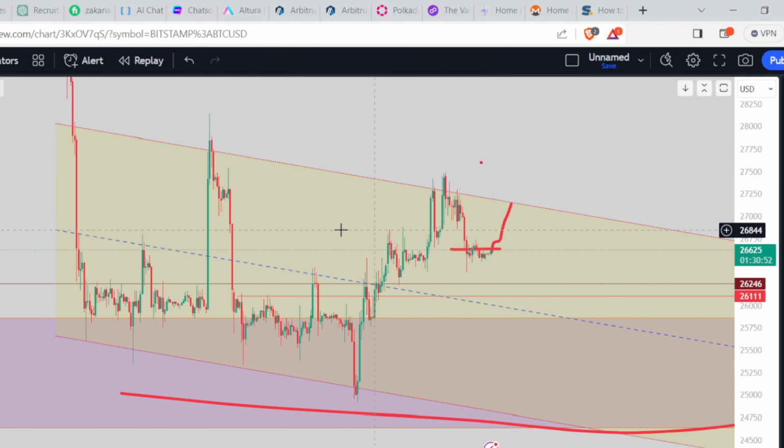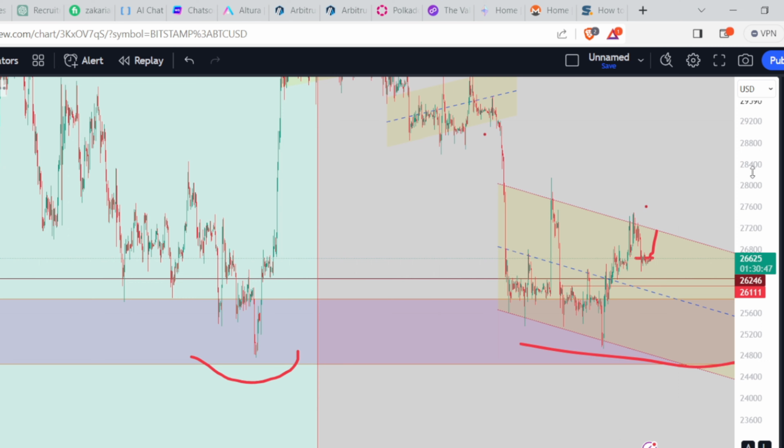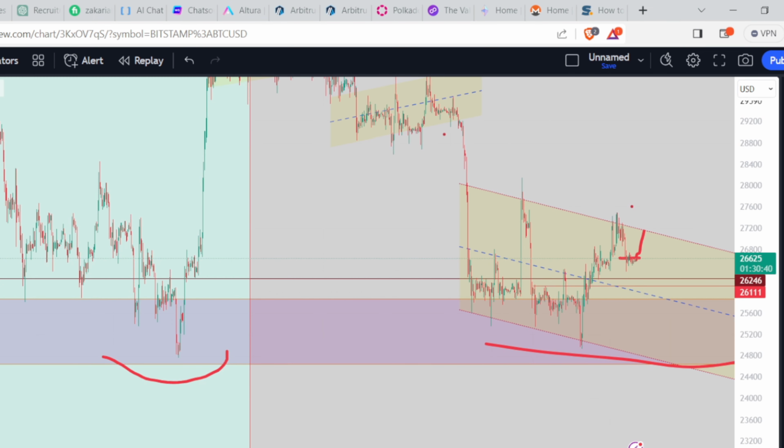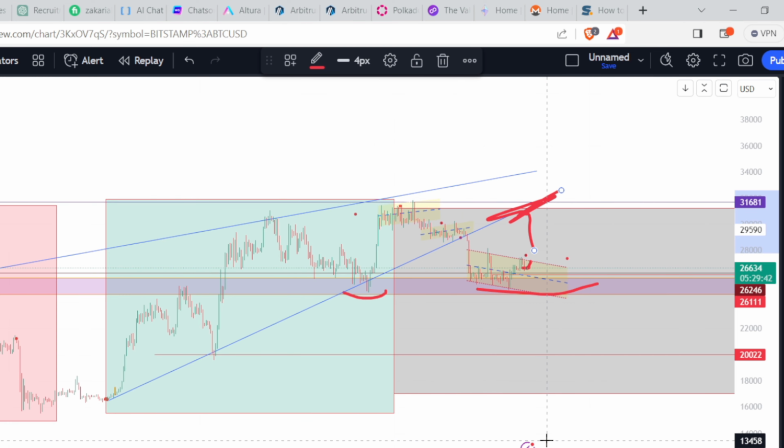And of course, Bitcoin can break up and start rallying towards the 29k, 28k, the retest of the rising wedge previous diagonal support side, to retest this blue diagonal line here as resistance. So that's it for the video, guys.